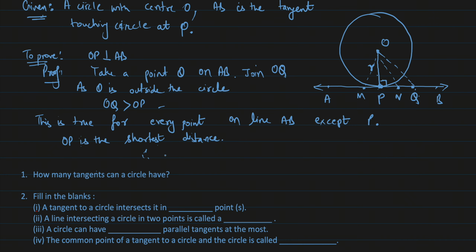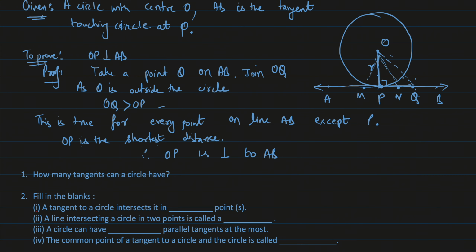So therefore, OP is perpendicular to AB, because these all will become hypotenuse, right? So it's OQ, ON, OM, all these are hypotenuse, and OP is the shortest distance. So we can say that OP is perpendicular to AB. I hope that part is clear, students.